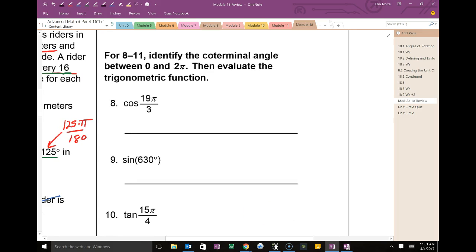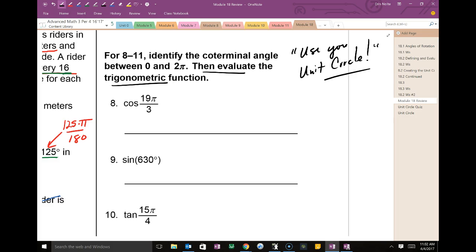So this portion right here, they give us the trig function of an angle. It says evaluate the trig function, which means use your unit circle. So this is where you pull out your fancy unit circle. First thing I need to do is find 19 pi over 3 on my unit circle. Anybody see 19 pi over 3?